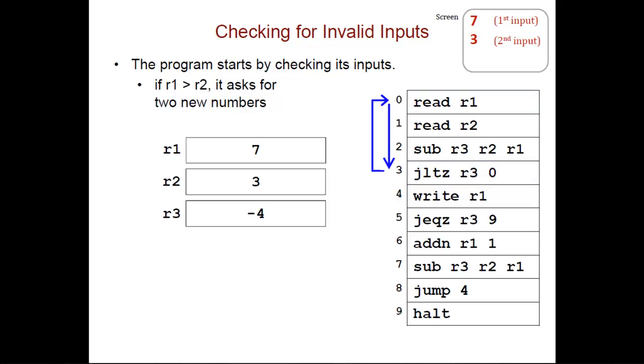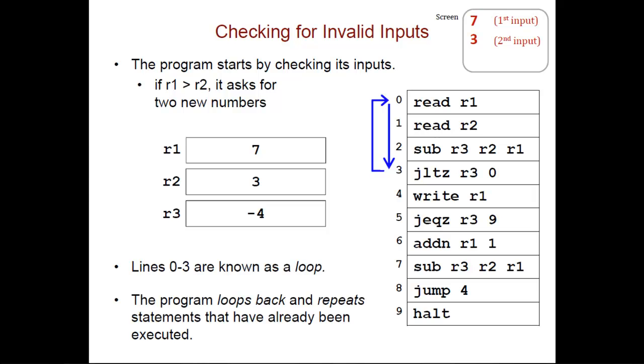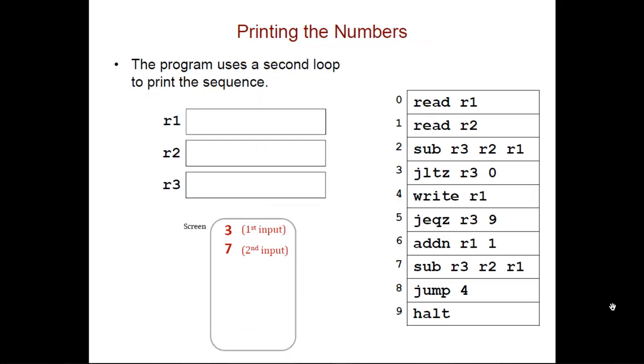And so when that happens, we end up repeating line 0 through 3, and we'll keep repeating them until the user gives us a first input that is less than or equal to the second. And those lines that get repeated are known as a loop, because the program loops back and repeats statements that it has already executed. Now it turns out that this program also uses a loop to print the numbers.